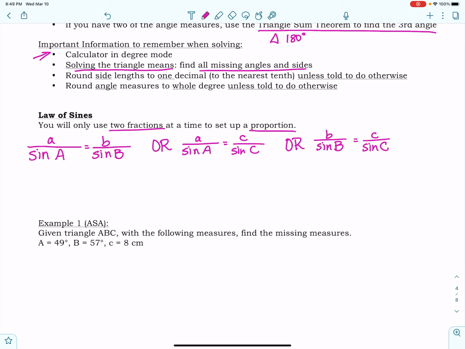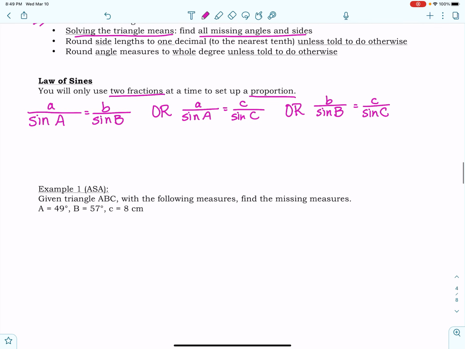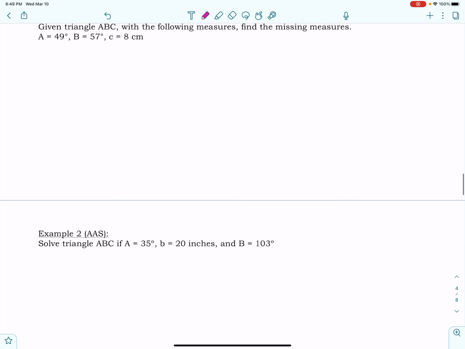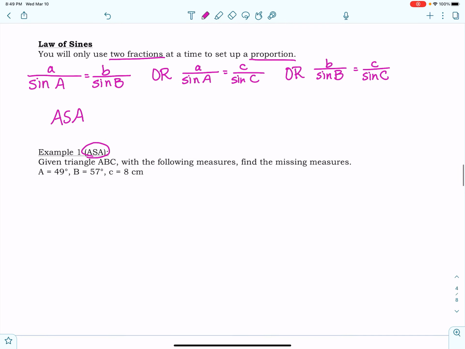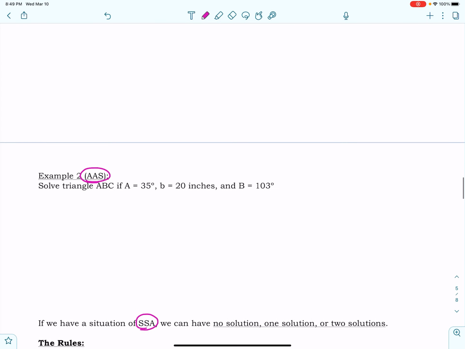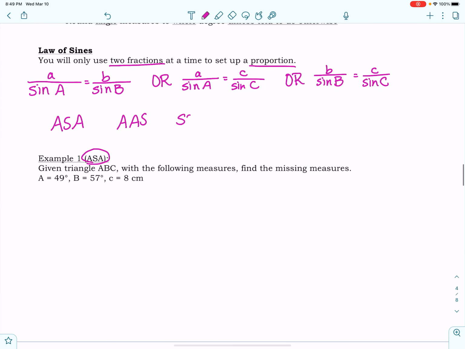So we're going to jump into an example here. We can use the law of sines in three situations, basically. This first example is ASA, which means we have an angle, side, angle. Then in the next example, we'll look at angle, angle, side. And then, of course, we'll look at the third case, which would be side, side, angle, and it's a little tricky. So these are the three cases we will talk about in our examples. Okay, so let's jump right in here.